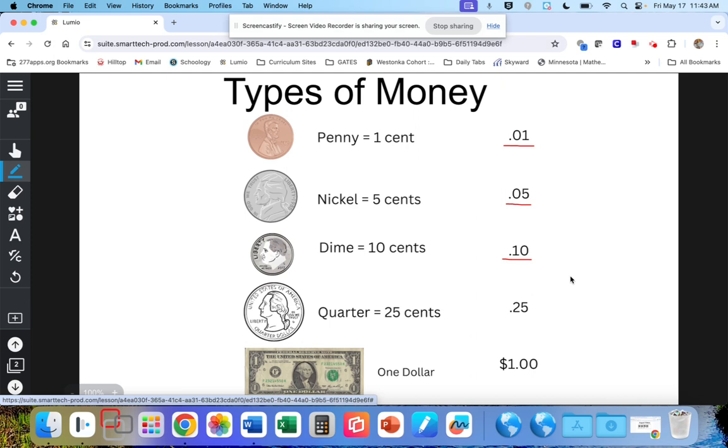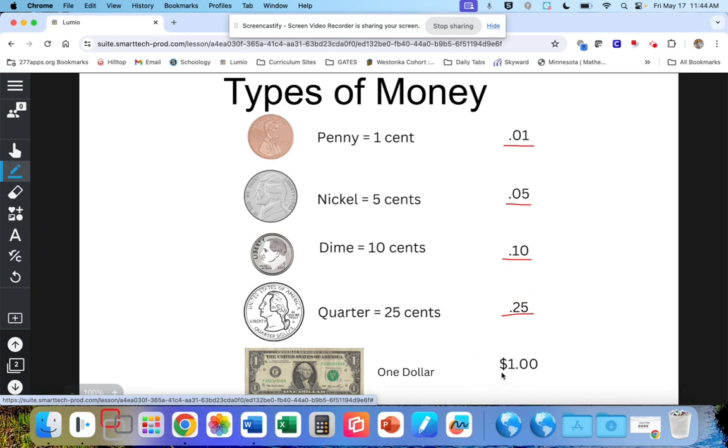In money, we always want to keep two place values for the decimal because we're dealing with the hundredths place value. Because in coins, we have to get to 100 before it becomes a dollar. The next one's a quarter. Quarters are 25 cents, so 0.25.